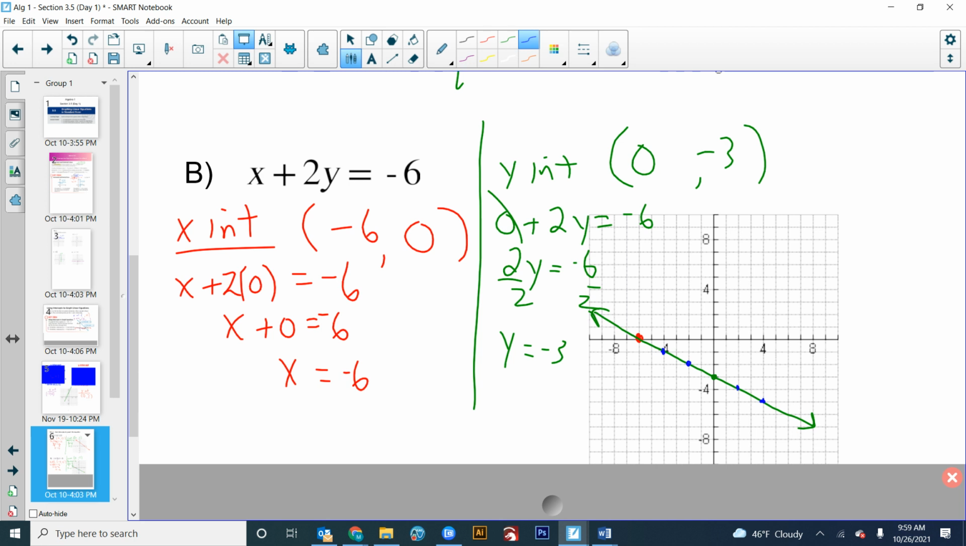We're just using the what? Intercepts, because half my answer is 0, it's easy to get. Do you understand? There's an infinite number of points that would make that true. Be on that line. All right.